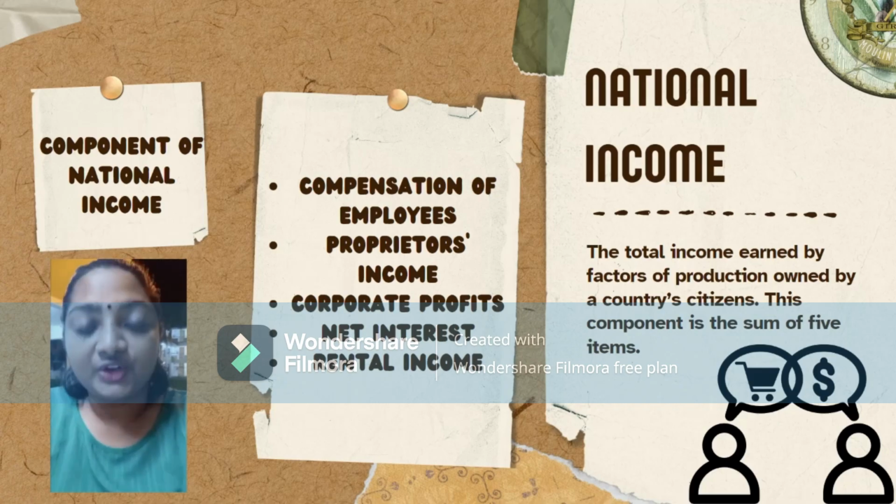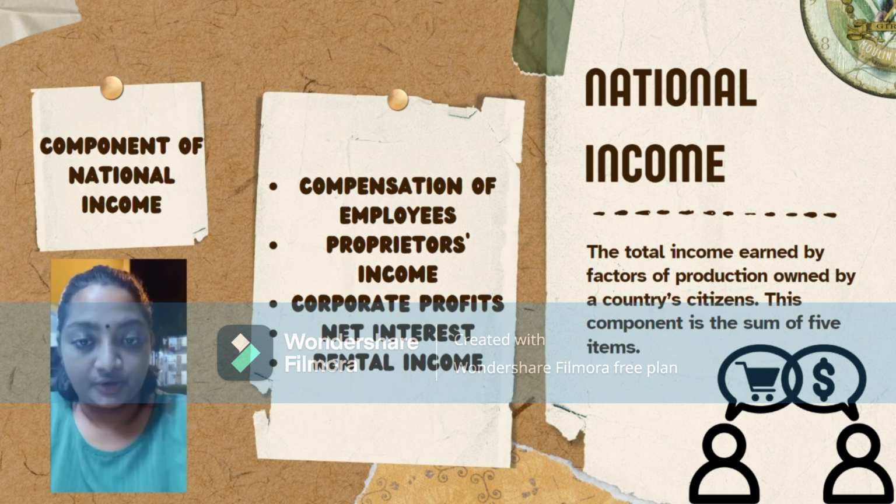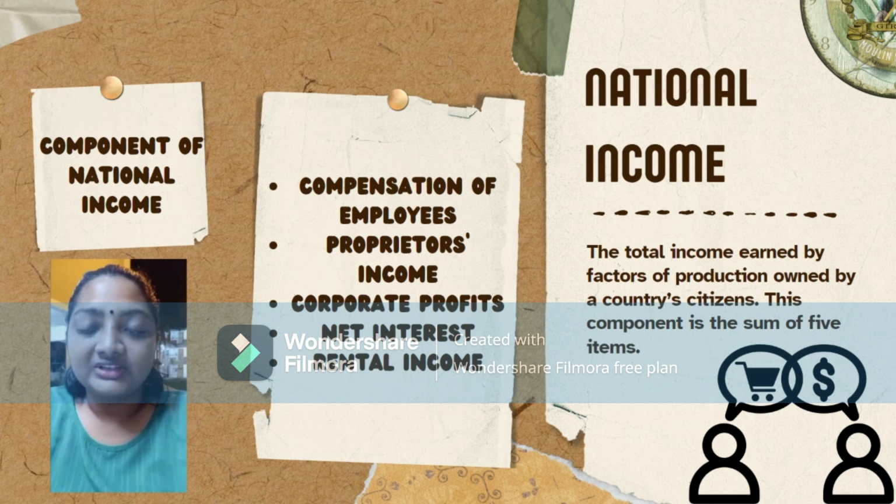Next, to calculate the national income. National income is the total income earned by the factors of production owned by a country's citizens. This component is the sum of 5 items. The 5 items are first, the compensation of employees, second, proprietor's income, third, corporate profit, fourth, net interest, and the fifth, rental income. These 5 are the components that we will add to get the national income.